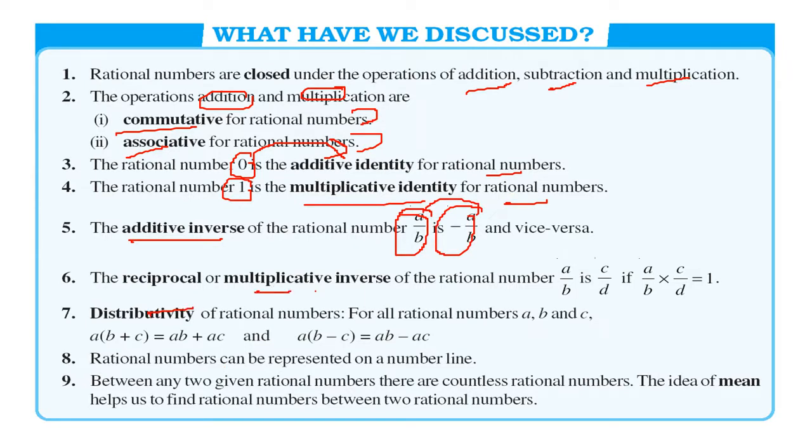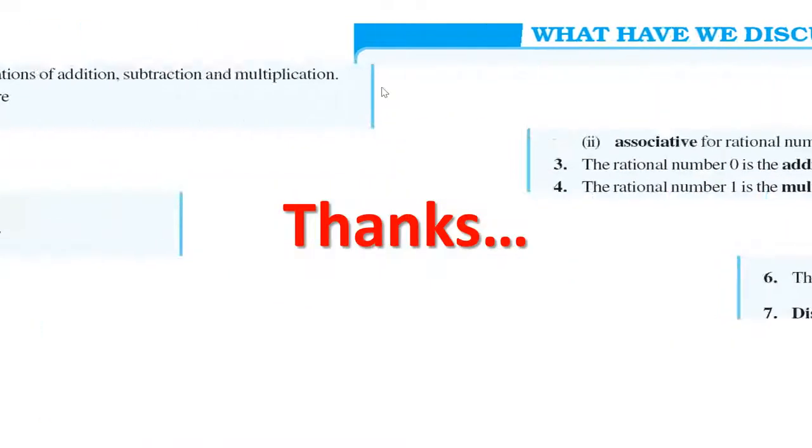The reciprocal or multiplicative inverse of a rational number a by b is, if it is c by d, a by b into c by d has to be equal to 1. Then the distributivity of rational numbers: for all rational numbers a, b, c, if you multiply a with (b plus c), you get ab plus ac. Again, a into (b minus c) is nothing but ab minus ac. Then we have rational numbers which can all be represented on the number line. And between any two given rational numbers, there are countless, infinite rational numbers. And the idea of mean will help us find more and more numbers between two rational numbers. So this is all about this chapter.